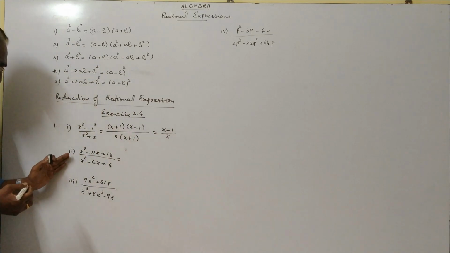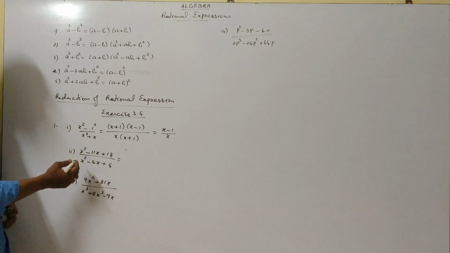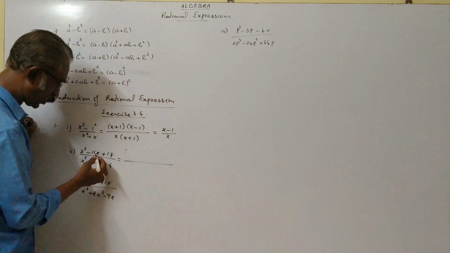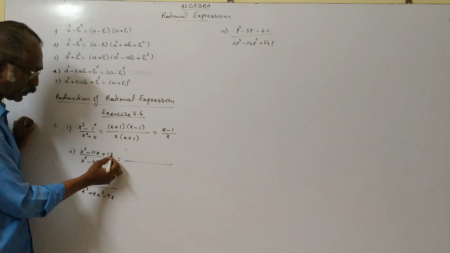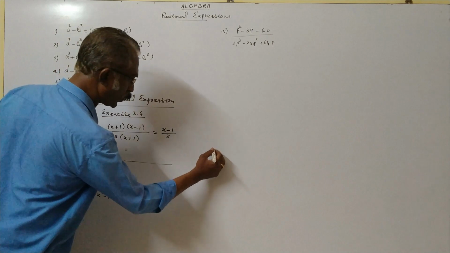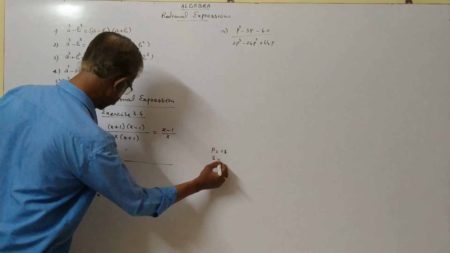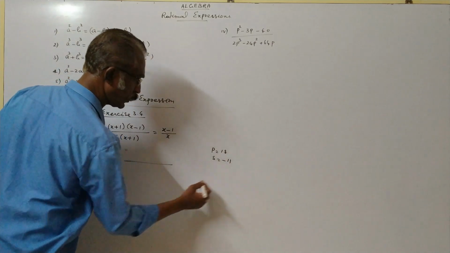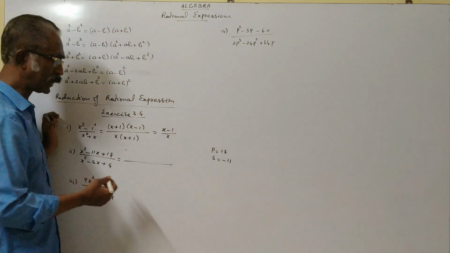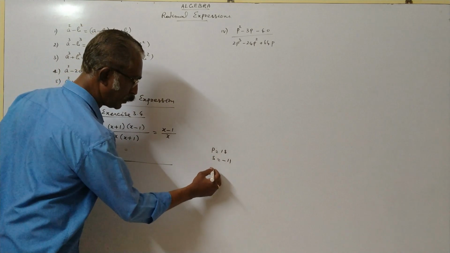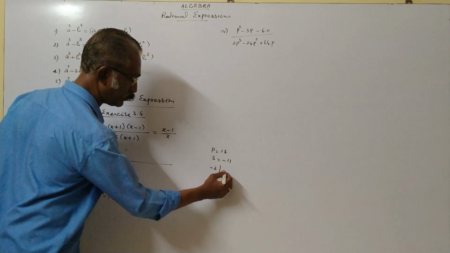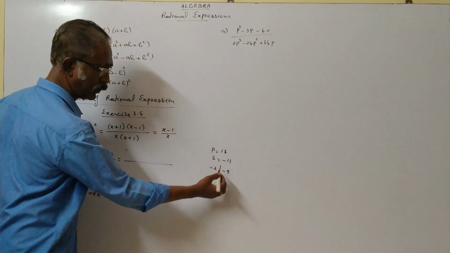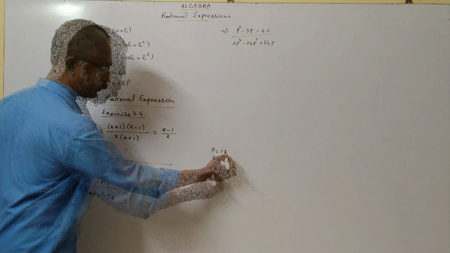Just we can move on to the second one. Second one actually, you have to factorize it. Here in the numerator, the product is 18 and the sum is minus 11. What are the numbers? Can you guess? Here the numbers are minus 2 and minus 9. Add these two, we are getting minus 11. While taking the product, we are getting plus 18.